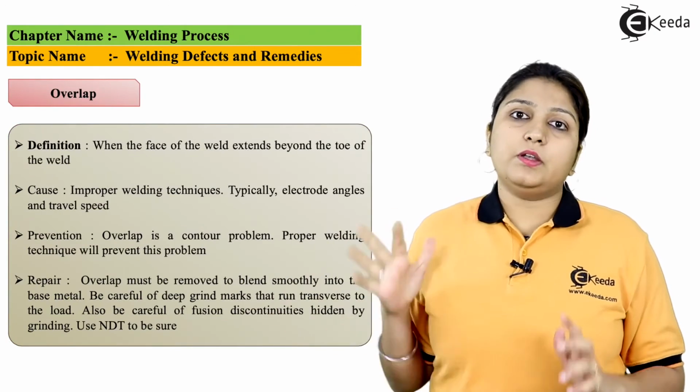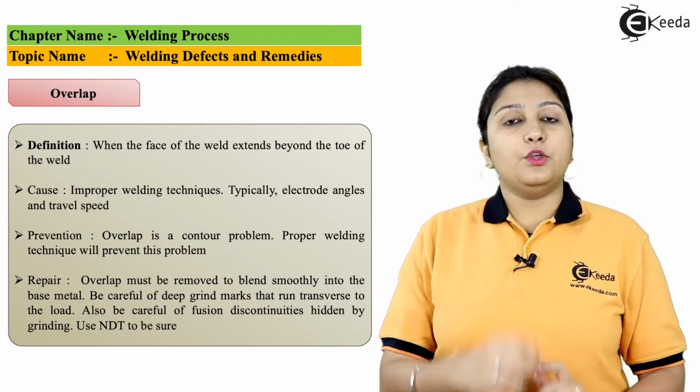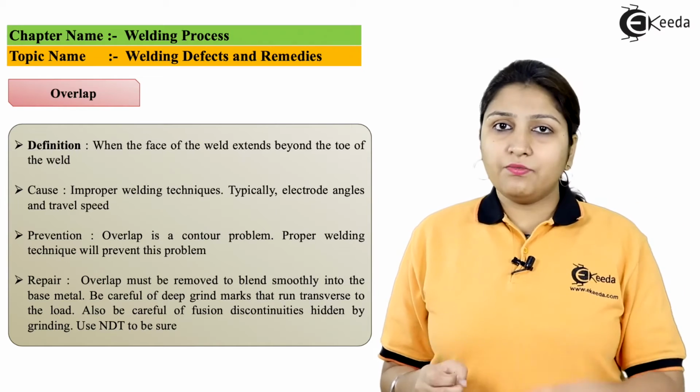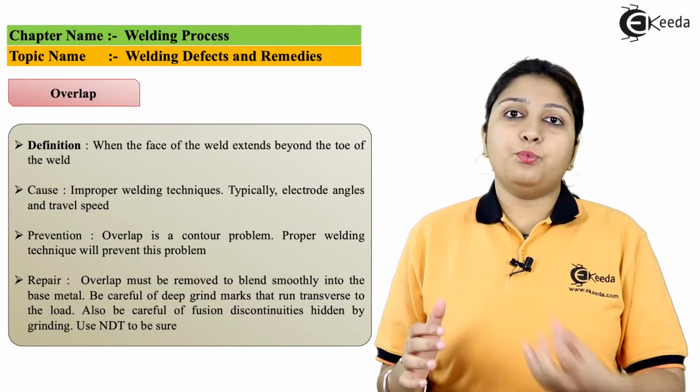This is a common defect in welding which is known as overlap. During the welding process, as your slag mixes with the material, with the flux and everything, a weld pool is formed.